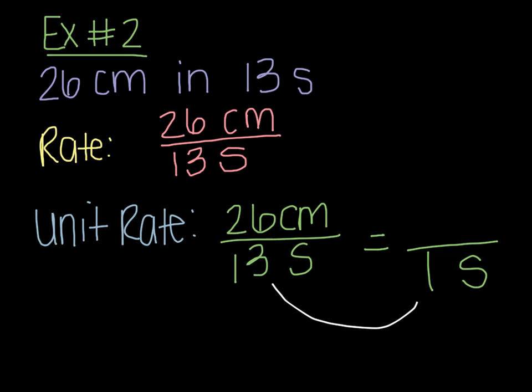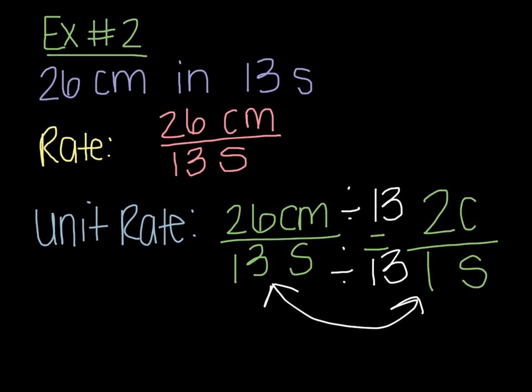So going from 13 to 1, I divided by 13. Whatever I do to the denominator, I have to do to the numerator. So I have to divide 26 divided by 13, which becomes 2. So they can go 2 centimeters in 1 second. That's the unit rate.